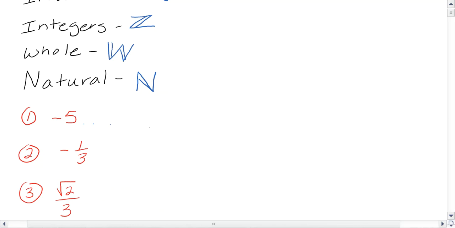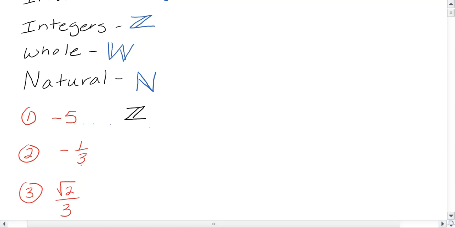Let's look at a couple examples. You're asked to state the most specific subset of the real numbers to which each number belongs. So I have a couple examples here. First of all, -5. -5 is obviously a real number. It is also a rational number, and even smaller than that, it belongs to the set of integers. So I would label that with that funny looking Z.